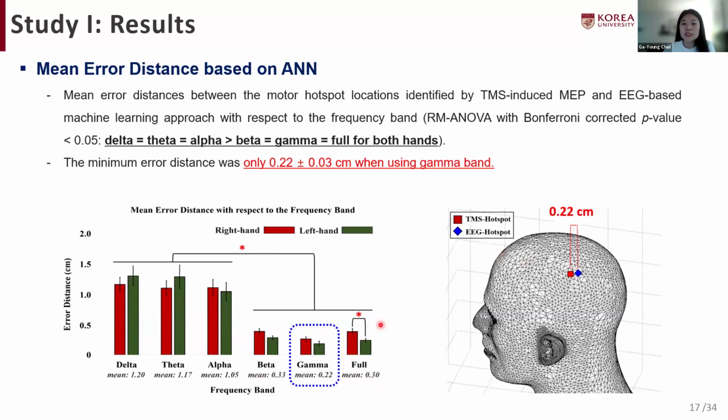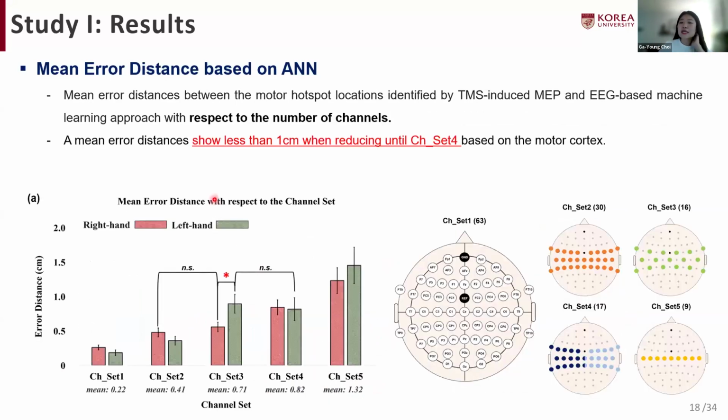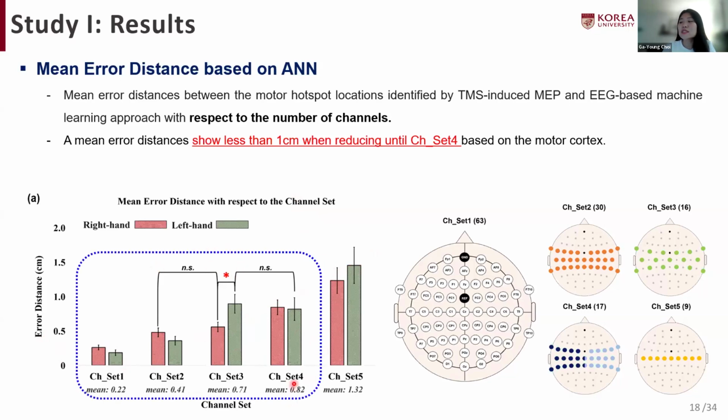Especially the gamma frequency bands show the best performance of 0.22 centimeter. So we only used the gamma PSD features for further analysis. It presents the mean error distances of motor hotspot locations estimated by our approach with respect to the number of channels. In general, the mean error distance increases monotonically as the number of channels decreases, but it remains below 1 centimeter up to the channel set 4 condition.